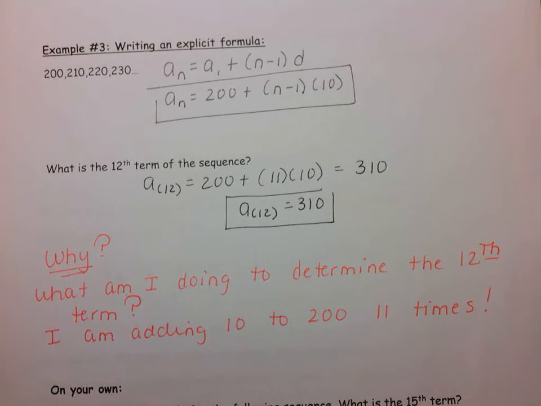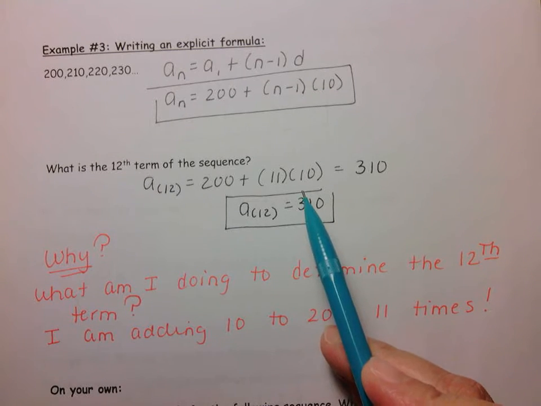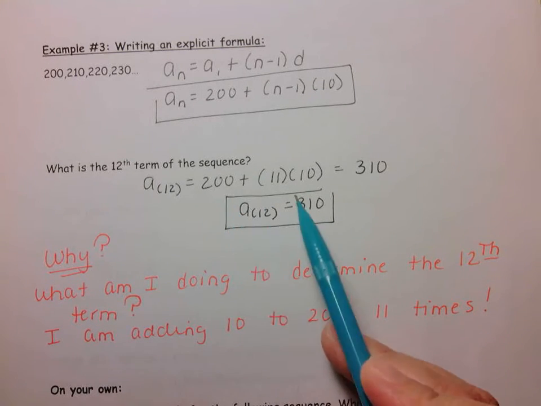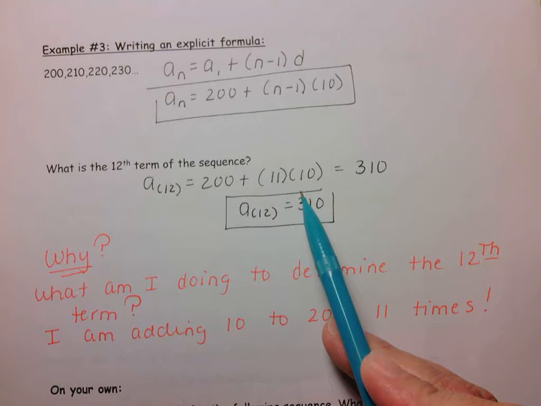What am I doing to determine the 12th term? I'm adding 10 to my first term 11 times. If I want to determine the 12th term, I'm adding my common difference of 10 to my first term, which was 200, 11 times. And that's what this means. I'm taking my first term and I'm adding 10 to it 11 times.